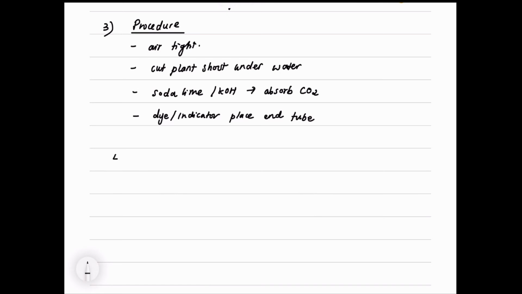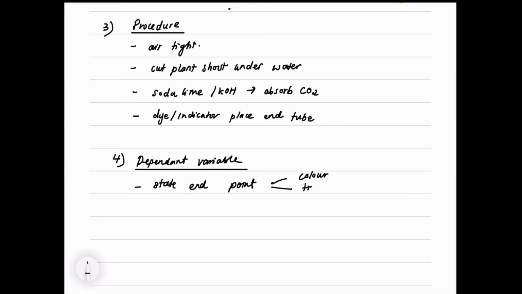Then number 4, we can actually talk about the dependent variable. So after I've set up all the experiment, now it's time to record the result. So when you're recording the result, you make sure you state the endpoint. So your endpoint could be about your color. It could be about time.